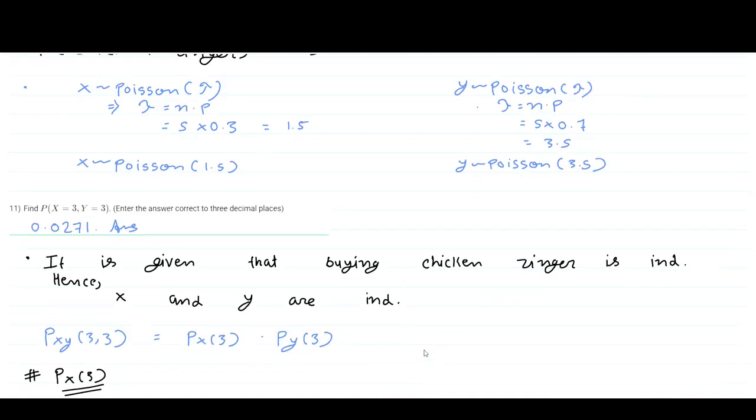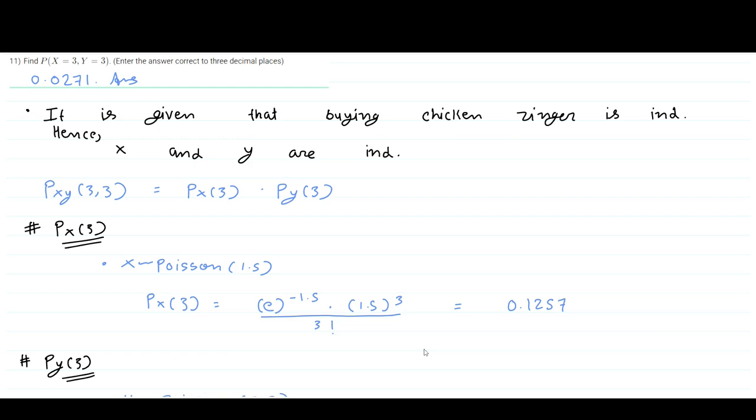Let us now see question number 11. We have to find the probability of X equal to 3, Y equal to 3. Since it is given that buying a classic chicken zinger is independent of other customers, it means that X and Y are going to be independent of each other. So, the probability of X equal to 3, Y equal to 3 is basically the probability of X equal to 3 times the probability of Y equal to 3. Let us first find the probability of X equal to 3 using the formula of the Poisson distribution. The probability we get is 0.1257.